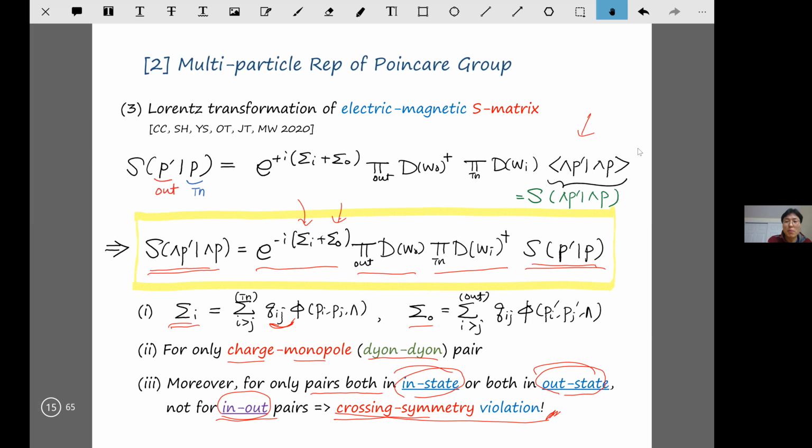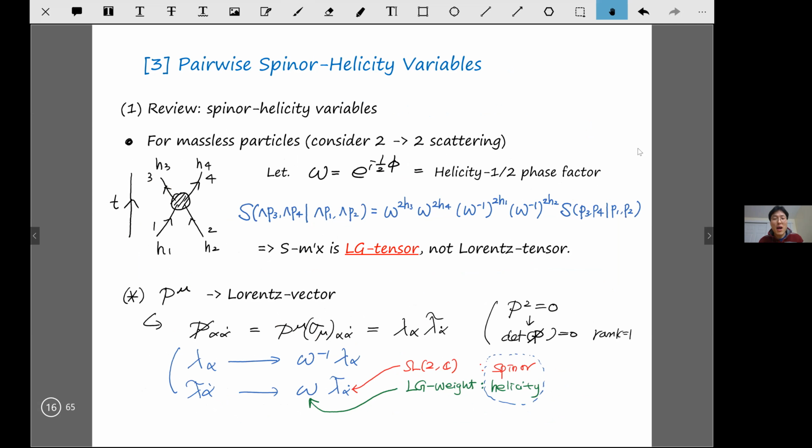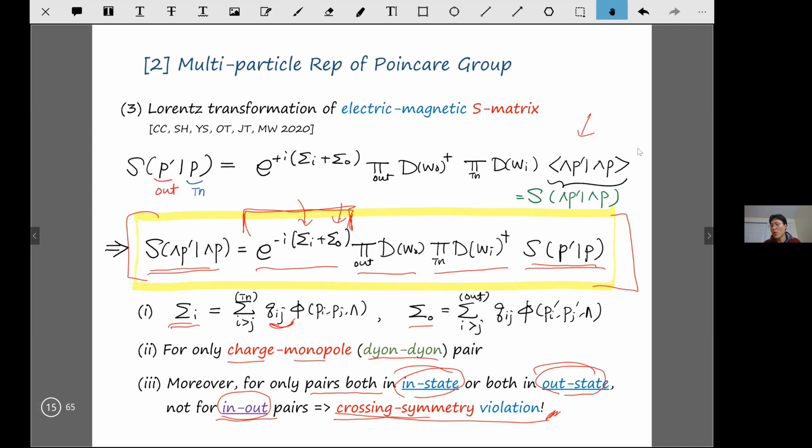But here the point is that we now do know the transformation property of the electromagnetic S matrix. The only addition to the usual standard thing is this additional pairwise helicity phase. Good. Now I will move on to spinor helicity language. Before that, if you have any questions, please let me know now.